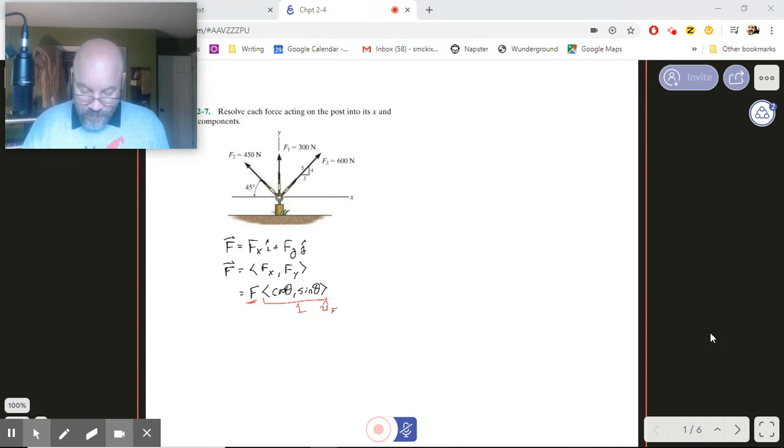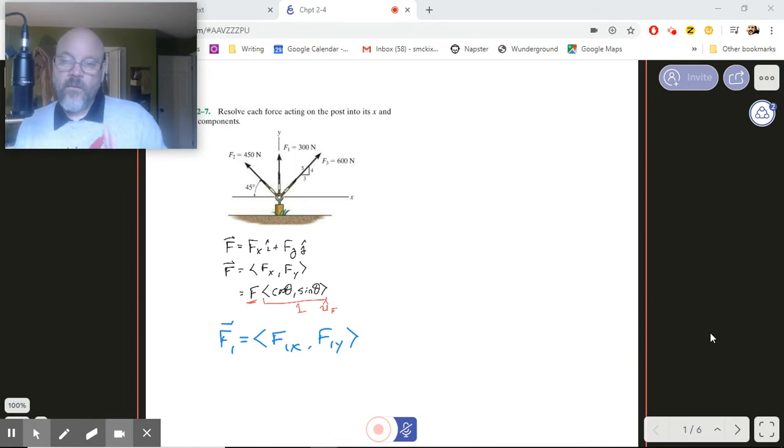All right, so let's dig into it. Let's start with F1. I'm going to do all of these in bracket notation because it's quicker and easier to write down, and you get all the information that you need. So if we look at F1 as a vector, we need F1x, comma, F1y. Looking at that vector, it runs right up the y-axis, so there is no x component. The x component there is 0.